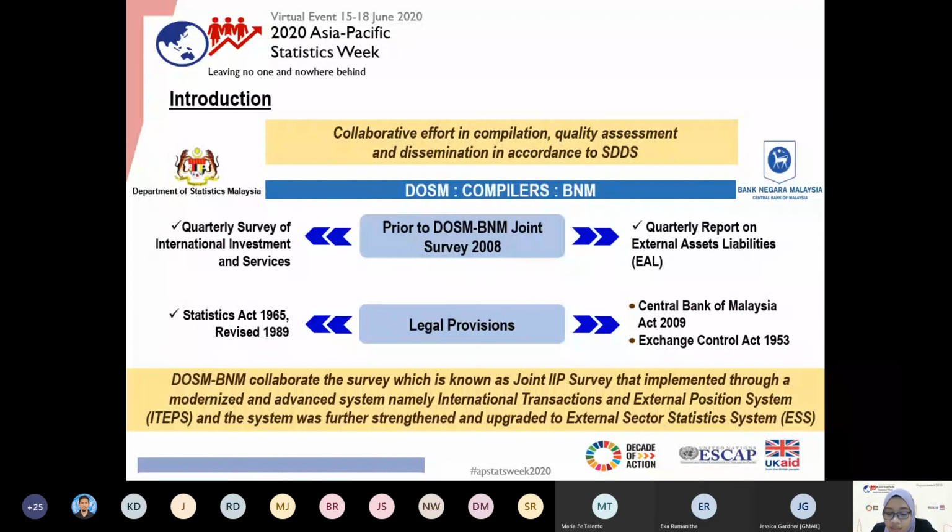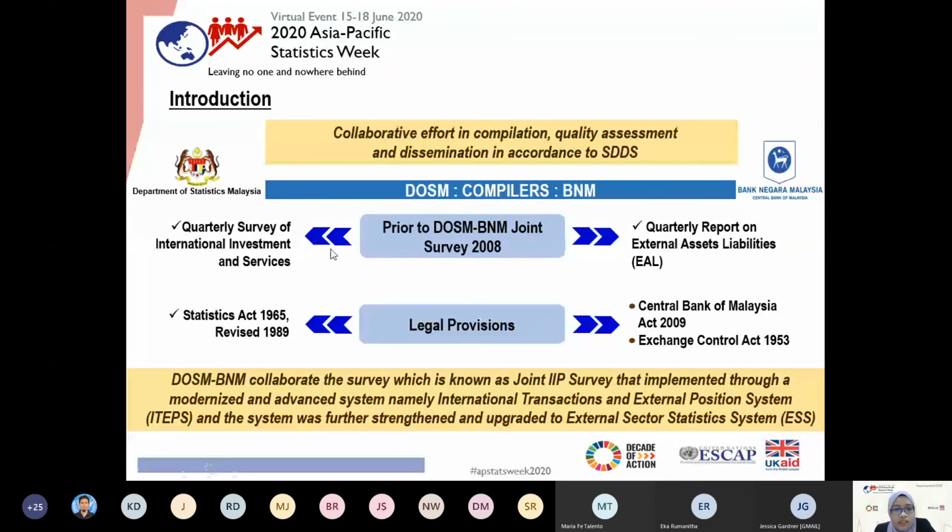So in 2017, by investing a minimum amount of money, the system was enhanced to ESS, which is the External Sector Statistics System, taking into consideration several drawbacks of the previous ITAPS system for data compilation. The system is improvised and more convenient, especially for companies to submit their reports. For ESS, we are also adding more variables covered in the system on a granular basis, and it has a better, user-friendly interface for companies to submit their data.